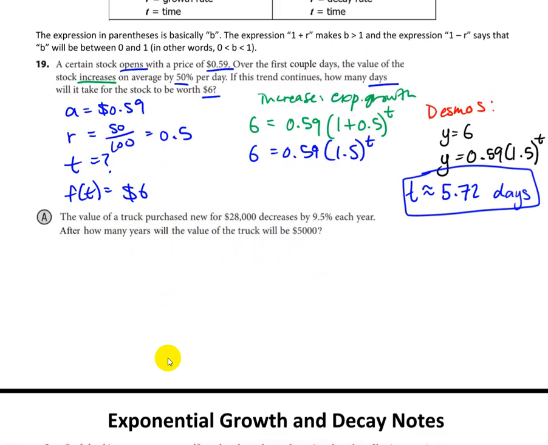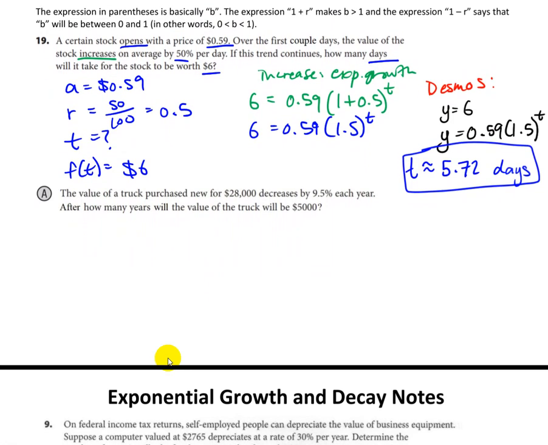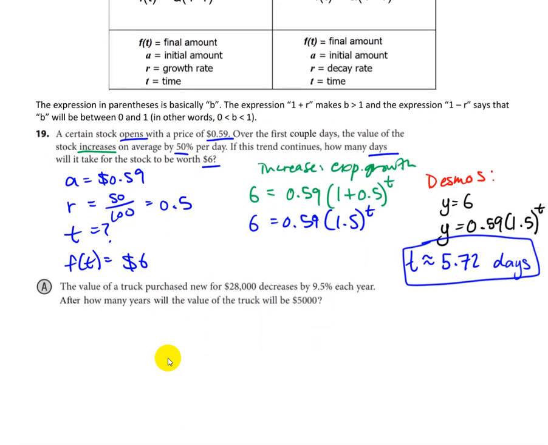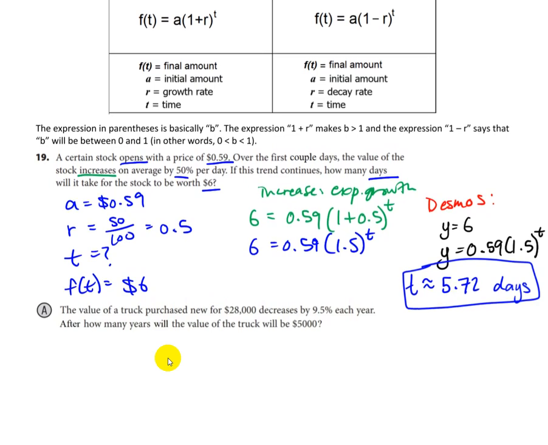Okay? So this one, it says the value of a truck. Let's see if I can fit that. I think I can. Okay, so the value of a truck purchased new for $28,000. Okay, so that's going to be our initial amount. So purchase new for $28,000. That's our initial amount. A equals $28,000.